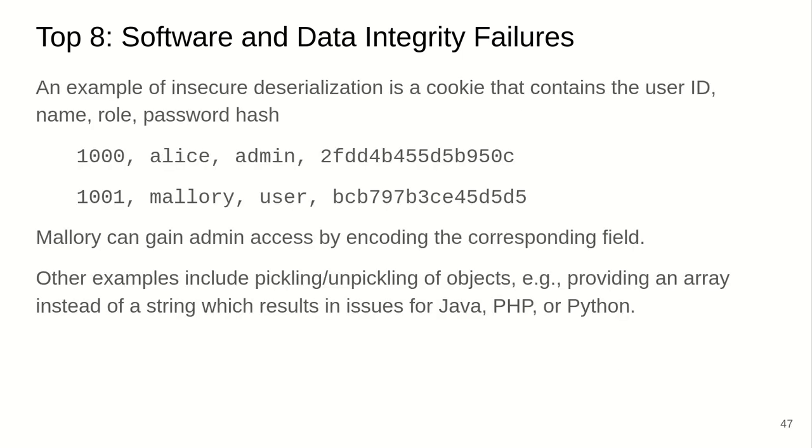The biggest issue is that it may be convenient to just store information in a cookie, such as ID, name, role, password hash, and whatnot. An attacker can actually gain admin access by just encoding the corresponding field, making herself an admin. Other examples include pickling or unpickling of objects, or providing an array instead of a string, which results in issues for many different dynamic languages.